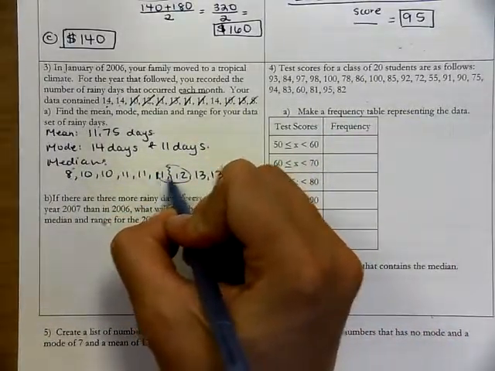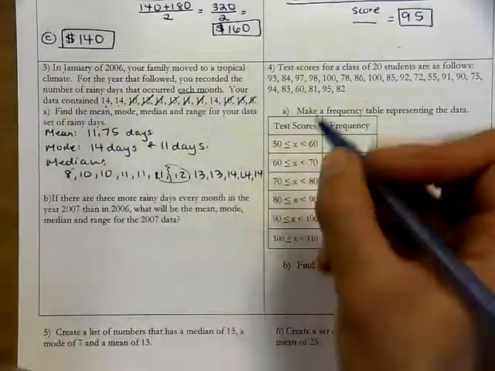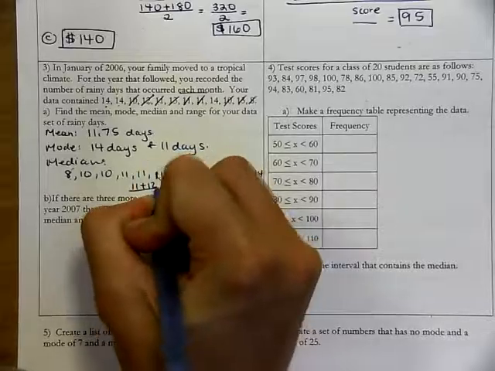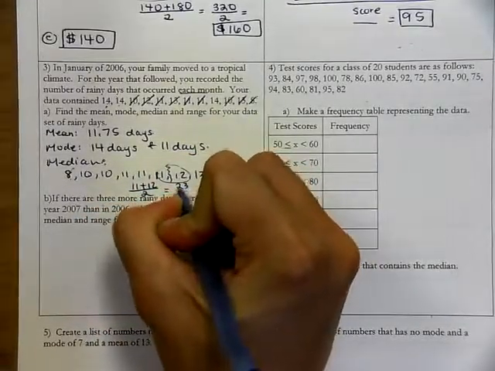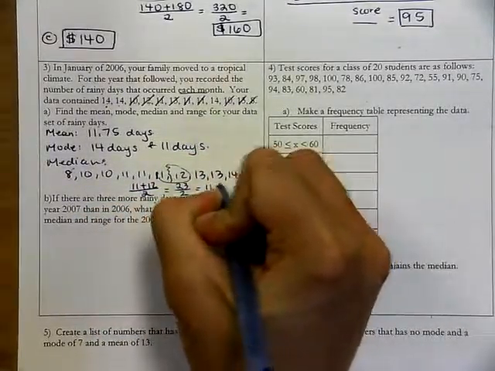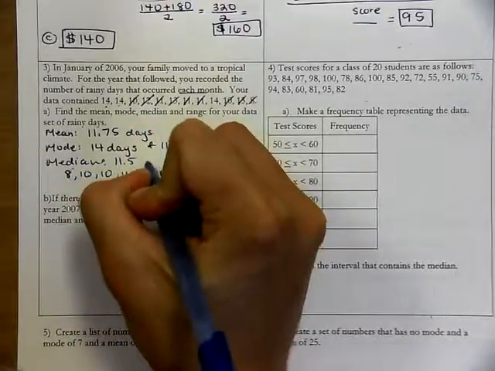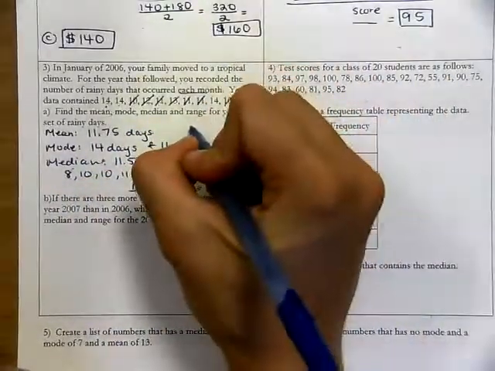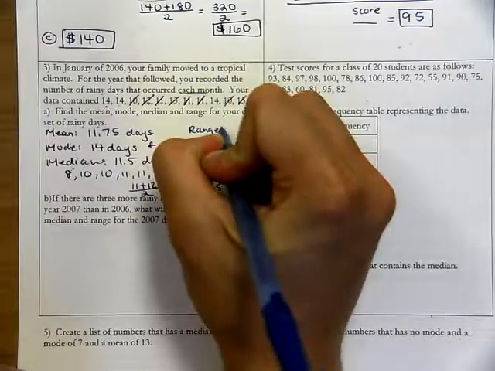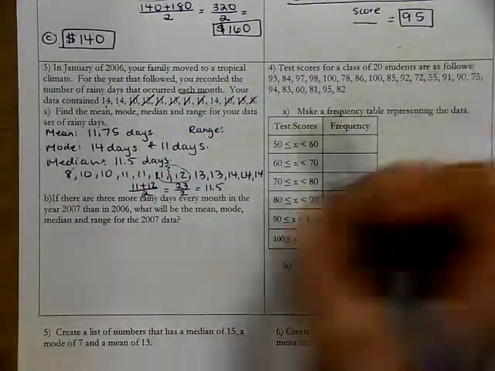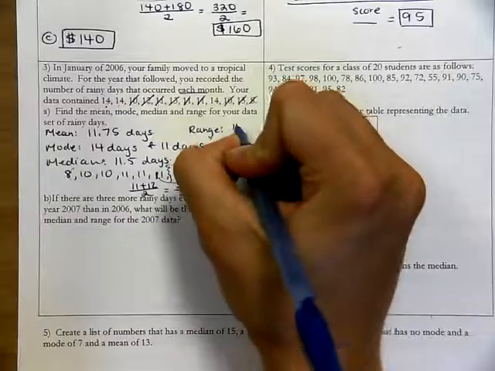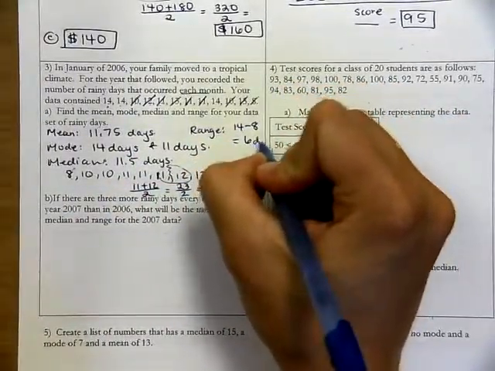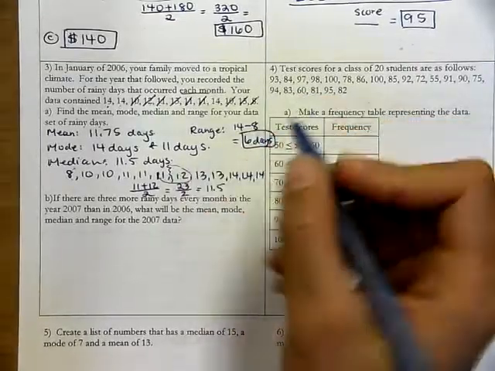So what number is in the middle of 11 and 12? Well, that'd be 11.5. Or you can do what we did before and do 11 plus 12 divided by 2, which is 23 divided by 2, which would be 11.5. So the median would be 11.5 days. All right, and then finally the range. The range is always your maximum minus your minimum. The highest number is 14. The lowest number is 8, so when I subtract them, I get 6. Again, the units are the same, 6 days.